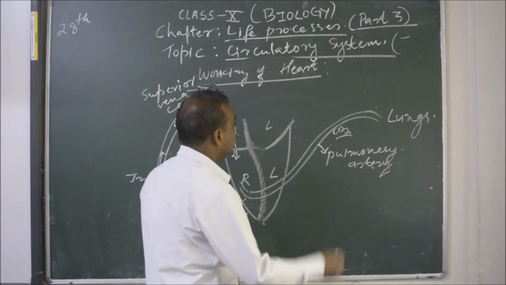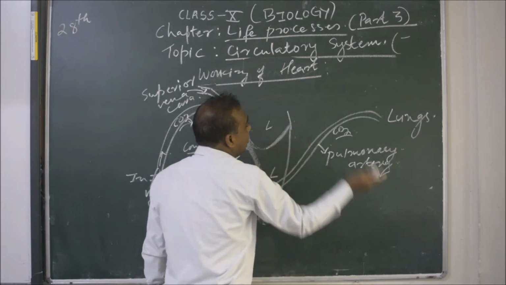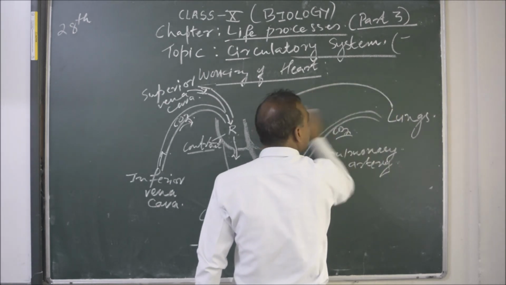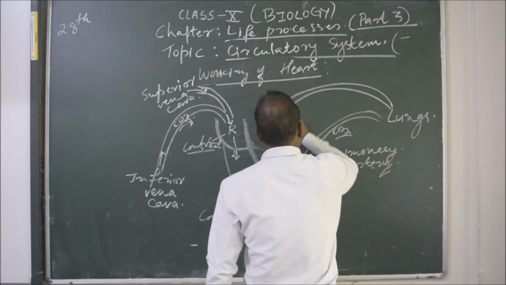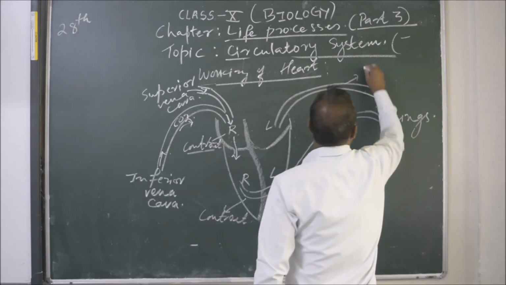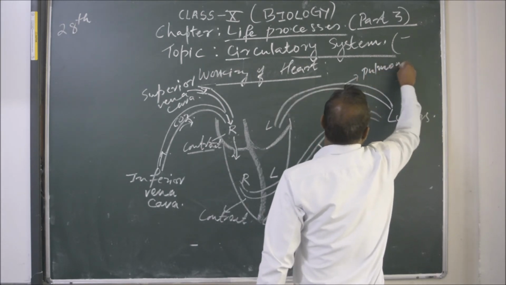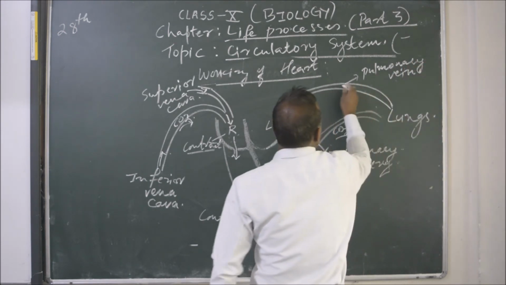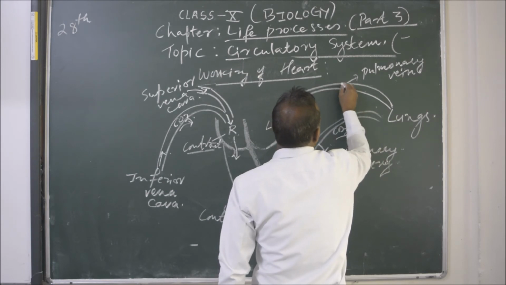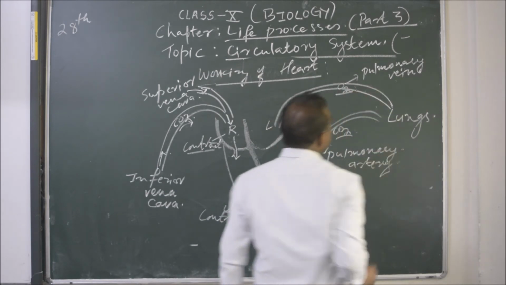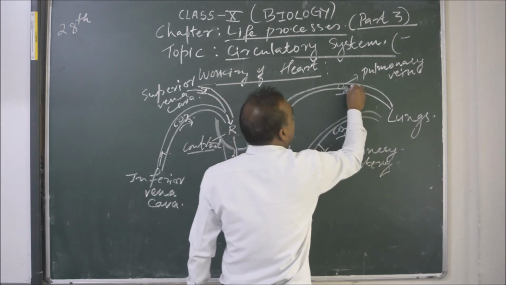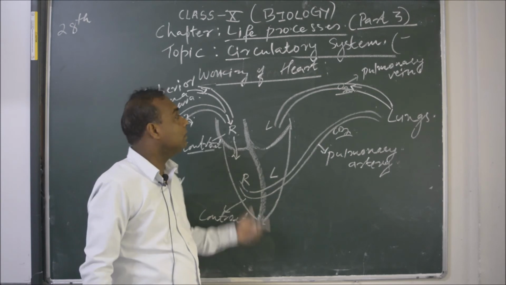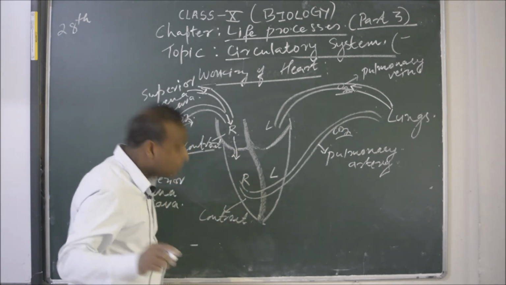Now, another circulation is also there. What happens now from the lungs? From the lungs, the oxygenated blood comes through what is known as the pulmonary vein. This pulmonary vein carries oxygenated blood. I will write here O2. O2 means the blood which carries oxygen. This is known as oxygenated blood.